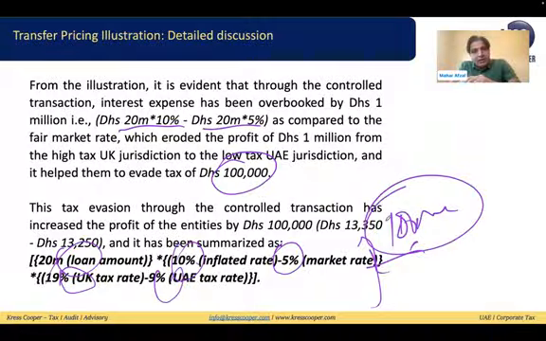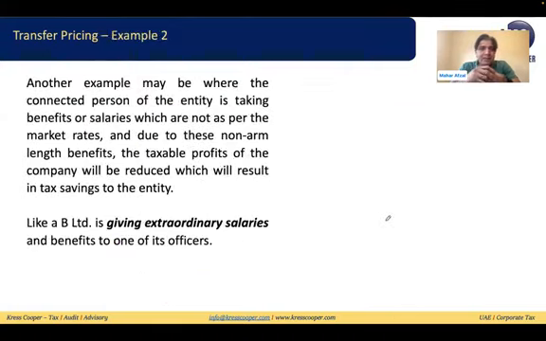So this is a controlled transaction. Ultimately, the tax authorities are making a loss and Mr. A is making a profit: loss to the UK tax authorities, benefit to the UAE tax authority. A is managing this transaction. So here is another example, the second example, between connected persons. The first transaction was between related parties; the second is between connected persons.